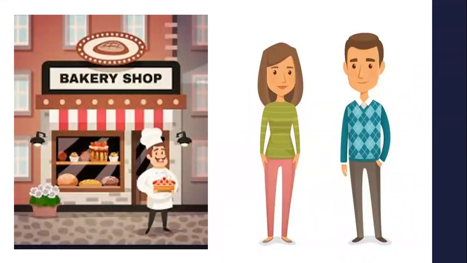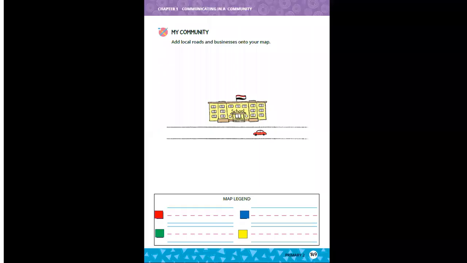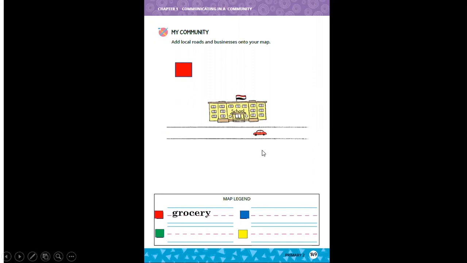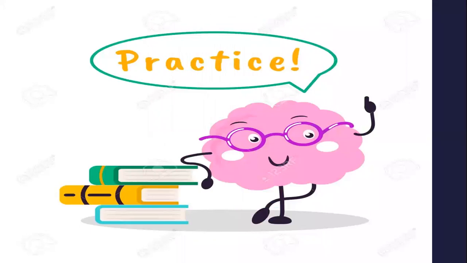Now, let's make our own map of our community to record what we are learning. Please open your book, page 149, titled My Community. Here is the school and people in other places we communicate with, like grocery, hospital, bank, and bakery shop. Now, let's practice together. I will read different scenarios and you will think who can help solving the problem in the scenarios.